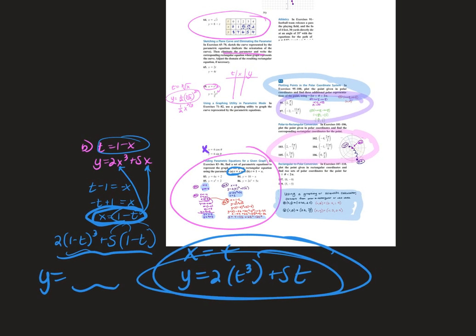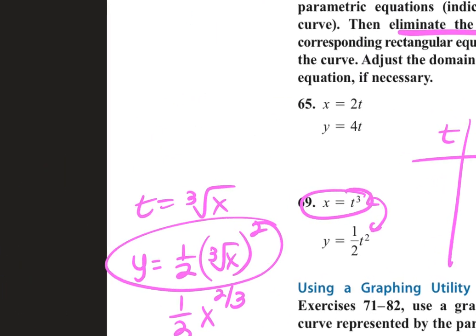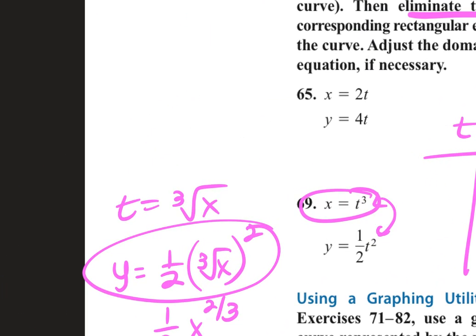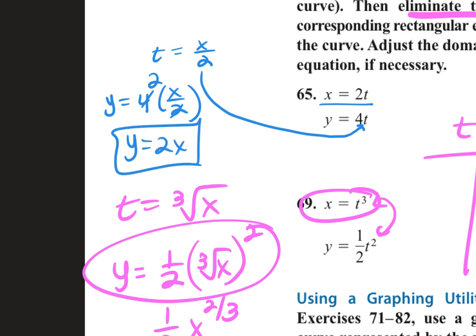And then before you leave, I don't get the eliminating part. So you want to pick which one you want to solve for t. Sometimes one's easier than the other. This time they both end up with fractions, so it really doesn't matter. So let's say I pick the top one. t would be x over 2. And then I would take that and plug it into the other equation in place of the t. So y would equal 4 times x over 2. And y would equal 2x. That eliminates your parameter.